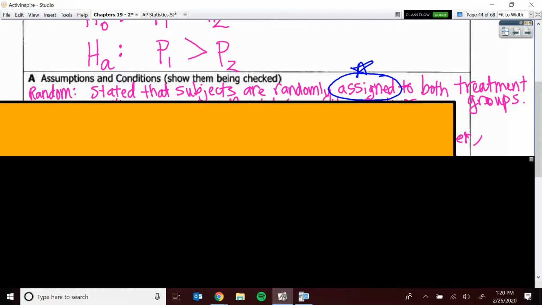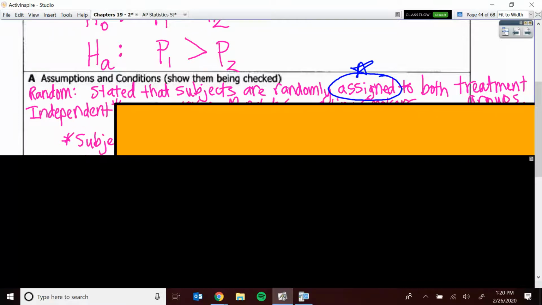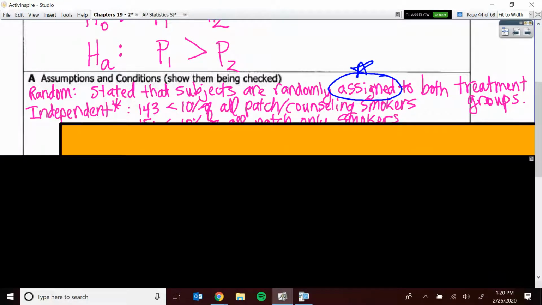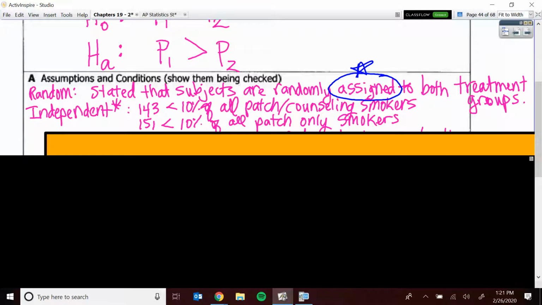Independent. So what's our typical component of independence that we manage? What do we typically handle? The 10%. So we've got to do it for both. One of them says this: the 143 is less than 10% of my first group, which was the patch and counseling smokers. So 143 is less than 10% of all patch and counseling smokers. And 151 is less than 10% of all patch-only smokers.